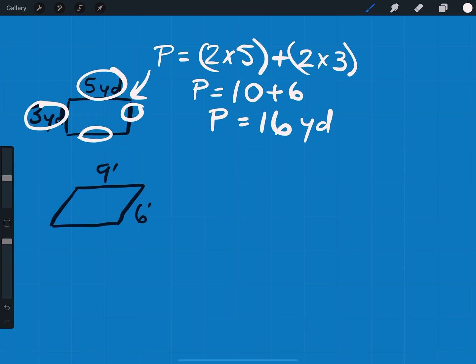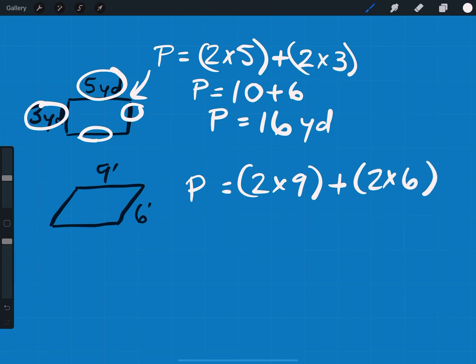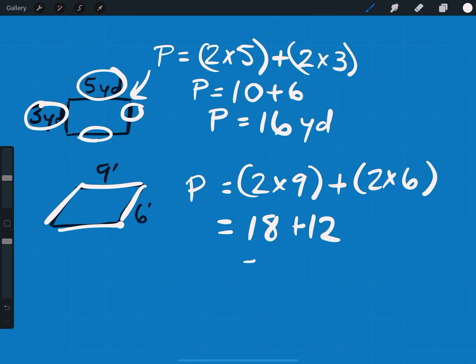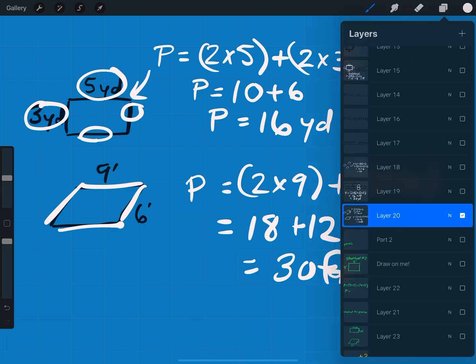16 yards. Okay, and in this second one, the perimeter is 2 times 9. Then we're going to add 2 times 6, because 2 sides are 9 feet and 2 sides are 6 feet. So that means we have 18 plus 12, which means we have 30. 30, oh, this time it's not yards, it's feet.